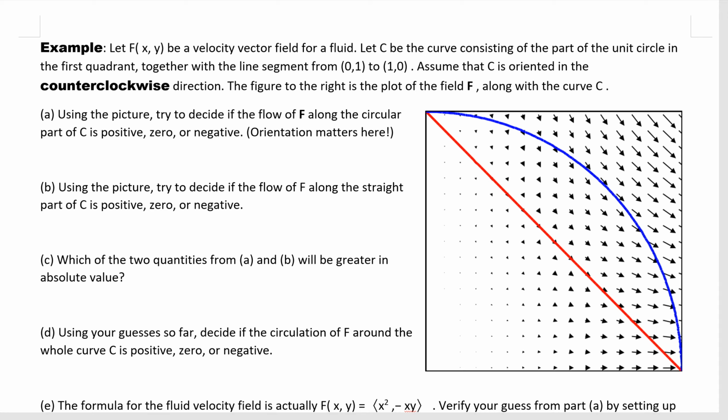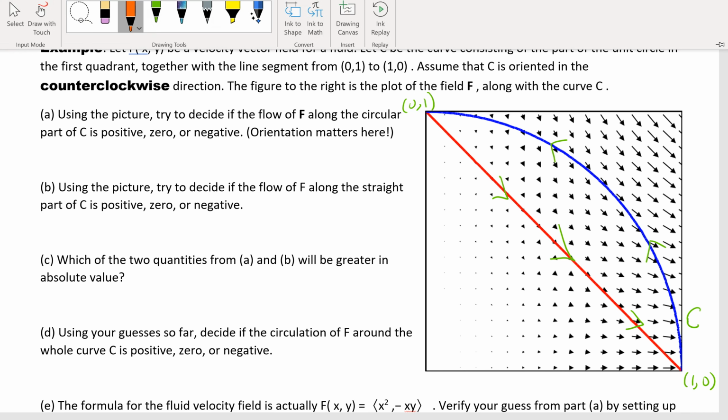Okay, let's look at the picture. (0, 1), where is (0, 1)? Oh, (0, 1) here to (1, 0). Okay, so this is the orientation, and the part of the unit circle is running counterclockwise. Okay, so this is C. C is oriented in the counterclockwise direction. The figure to the right is the plot of the field F, along with the curve C. Using the picture, try to decide if the flow of F along the circular part of C is positive, 0, or negative.